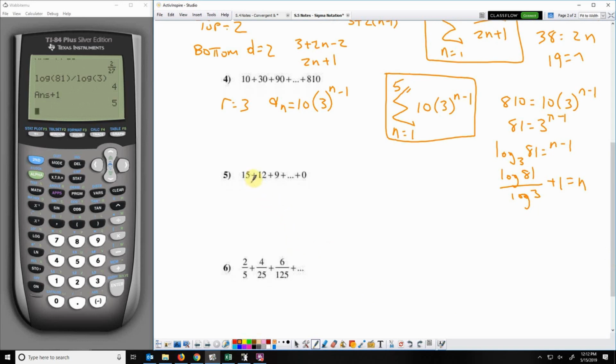Okay, so on number 5, it looks like we're going down 3 every time. Common difference of negative 3. So a sub n equals the first term plus the common difference times n minus 1. So it's 15 plus negative 3n, so I'll go minus 3n. And then plus 3. So negative 3n plus 18.